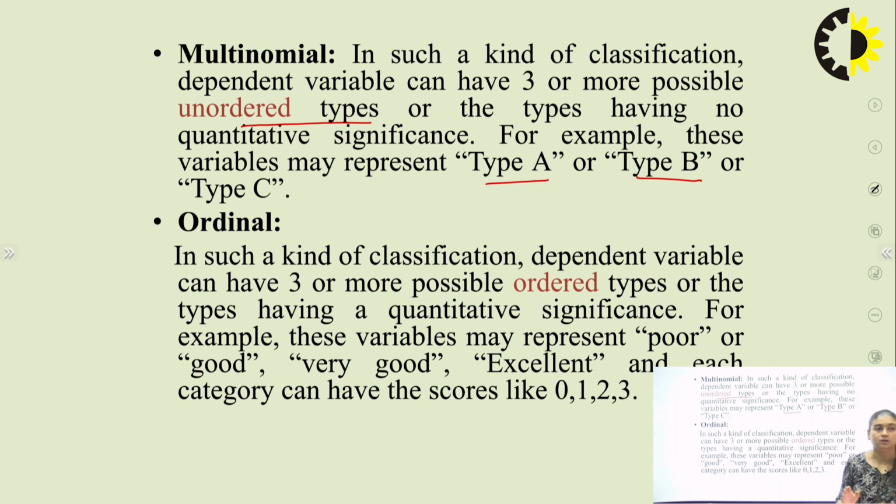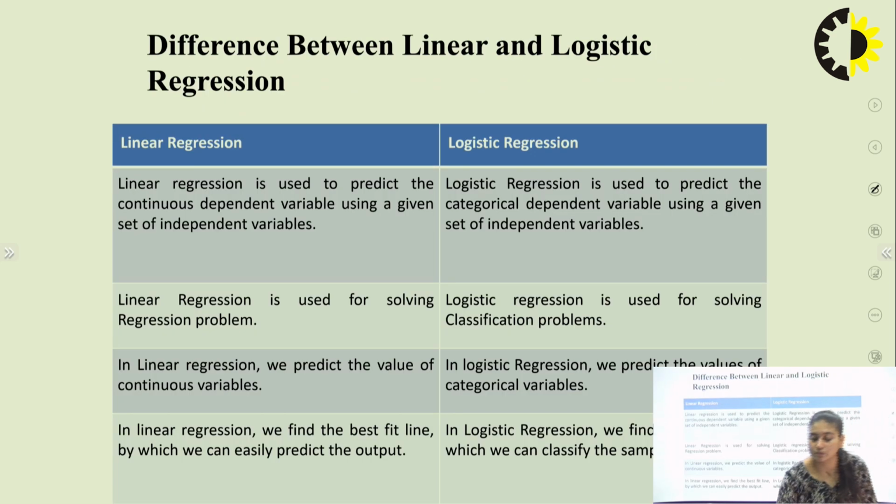Then we have ordinal. In this kind of classification, the dependent variable can have 3 or more possible ordered types, types having a quantitative significance. So again, you have to focus on the ordered types. For example, these variables may represent poor, good, very good, excellent. So there is an order. This is the basic difference between the multinomial and the ordinal. Both can have 3 or more possible values or categories, but one is of unordered type and the other is of ordered type.